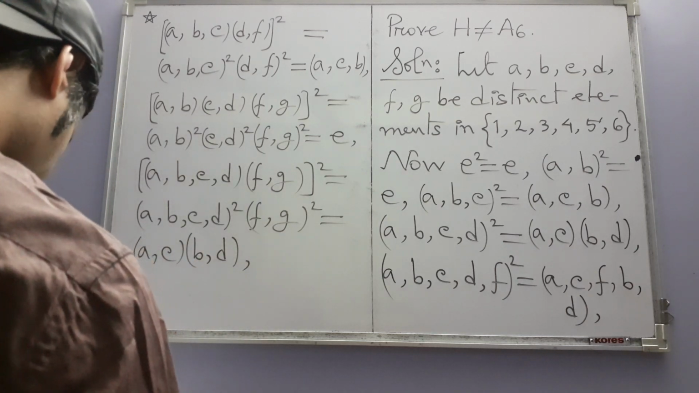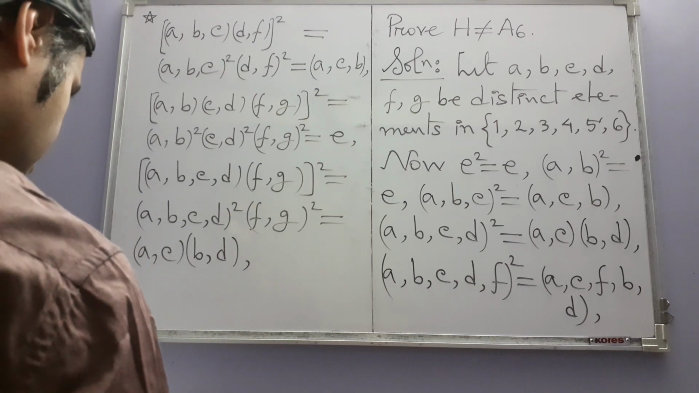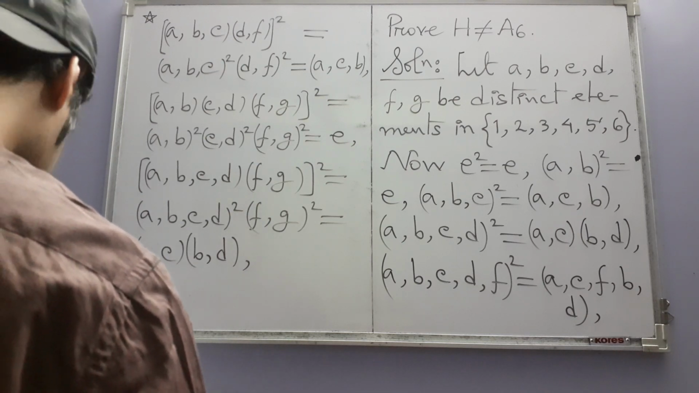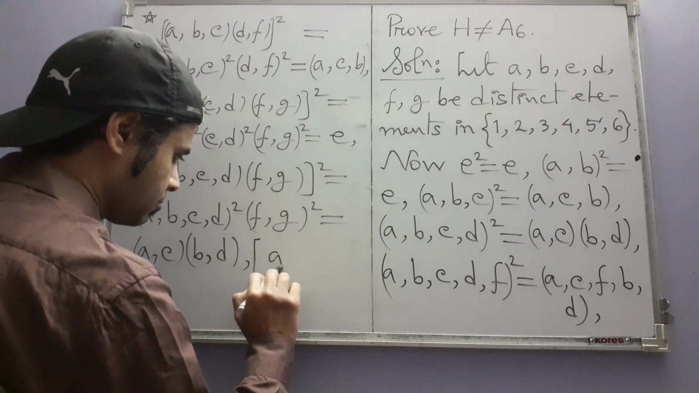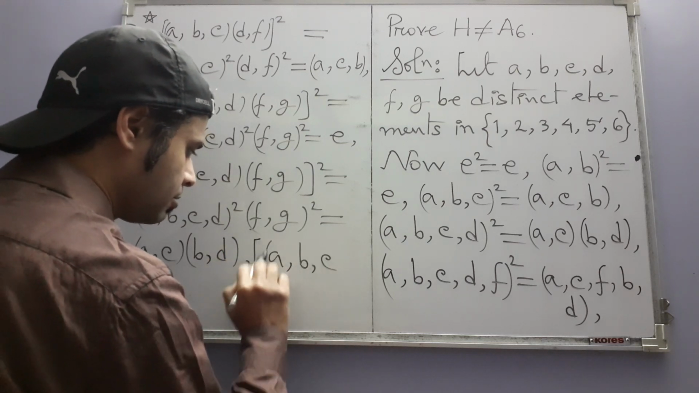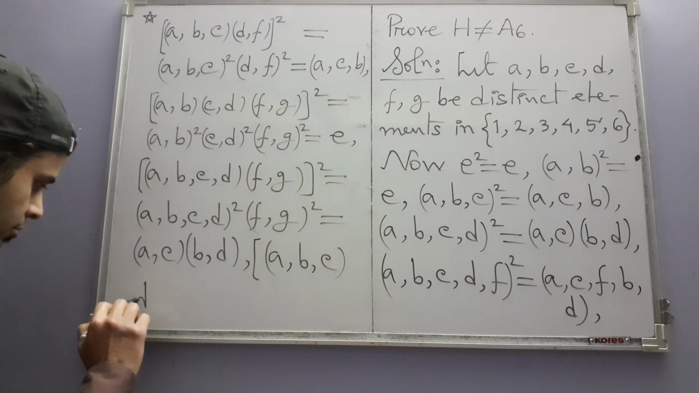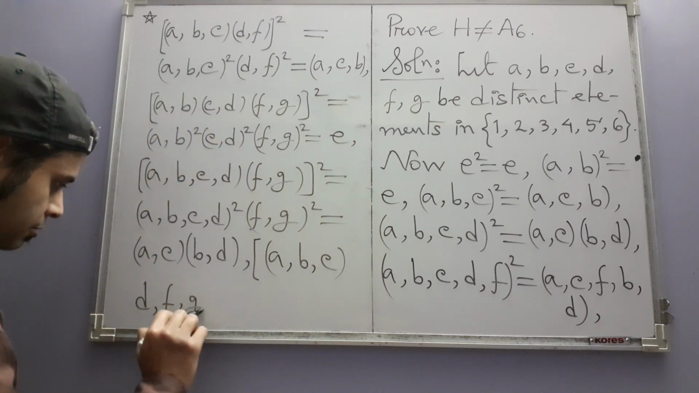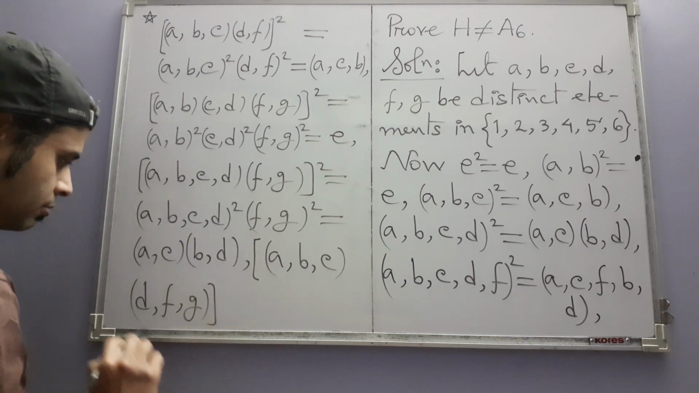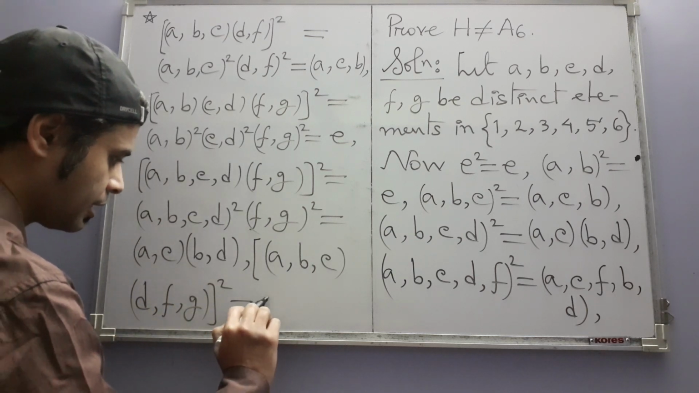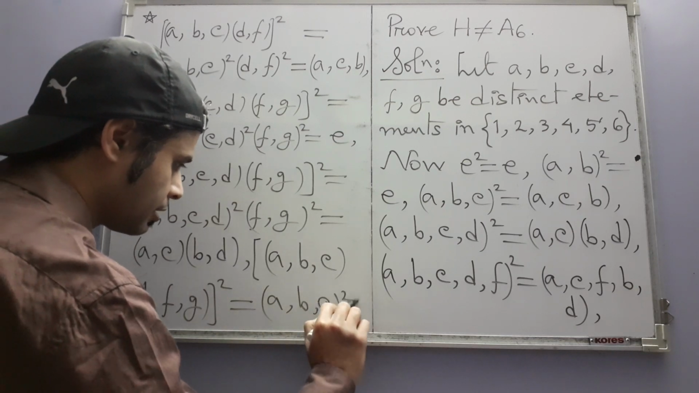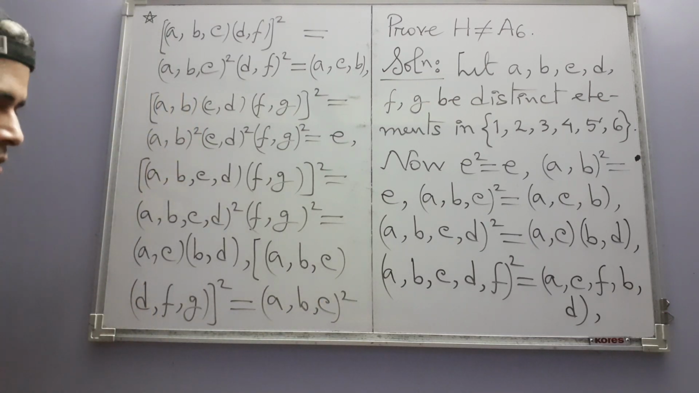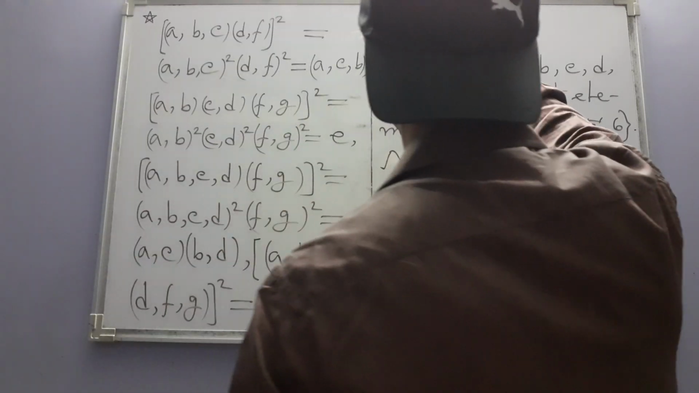Next, a product of 2 3 cycles, ABC times DFG. Here also we can use the disjointness of the cycles and hence the fact that they commute to have ABC square and DFG square.